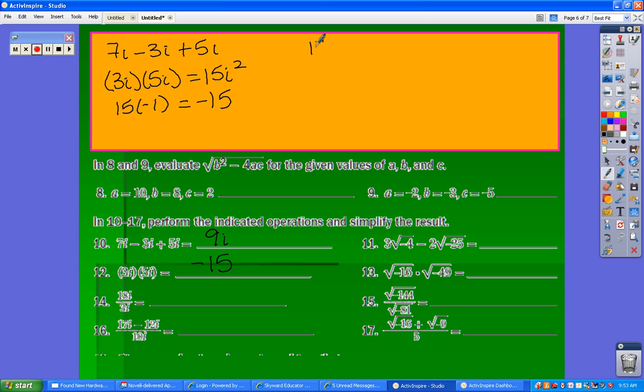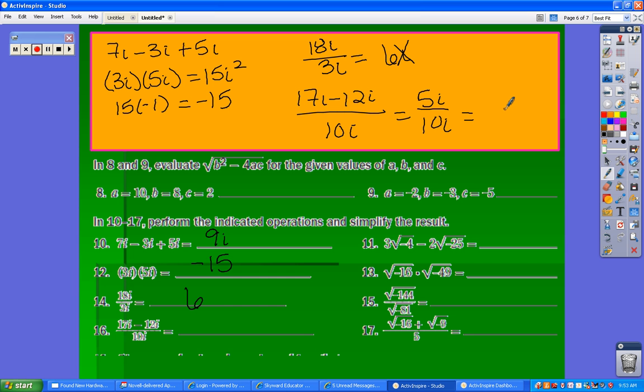Okay, how about this one? 18i over 3i. Just divide. The 6's, the i's cancel out, and I'm just left with 6. Next, 17i minus 12i all over 10i. That's 5i over 10i, which is, the i's cancel, 1/2.